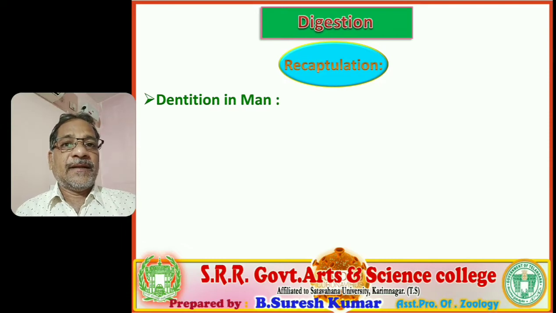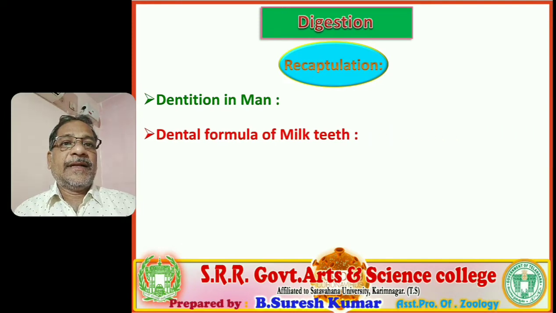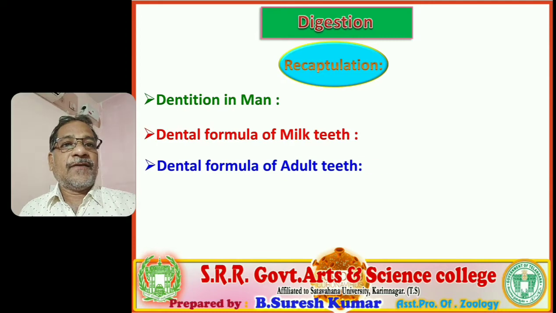What variants of dentition are present in human beings? One is diphyodont dentition, heterodont dentition, and thecodont dentition. Like the terms, we got an idea, and then the dental formula of the two sets of teeth: one is the dental formula of milk teeth and the other is the dental formula of adult teeth.